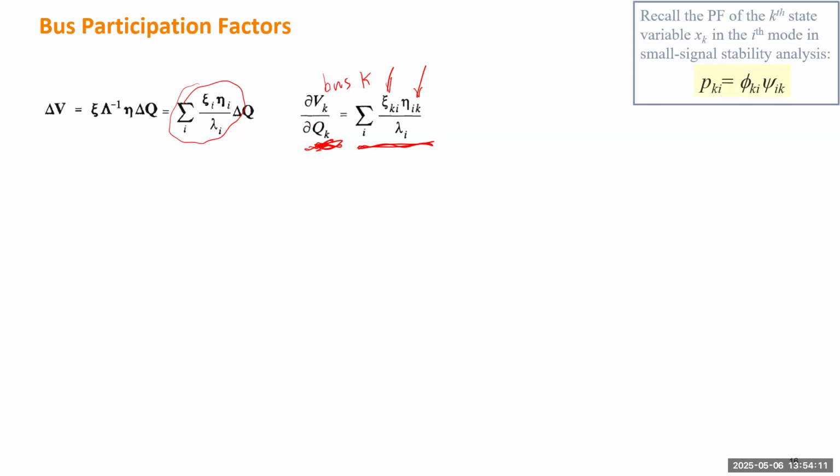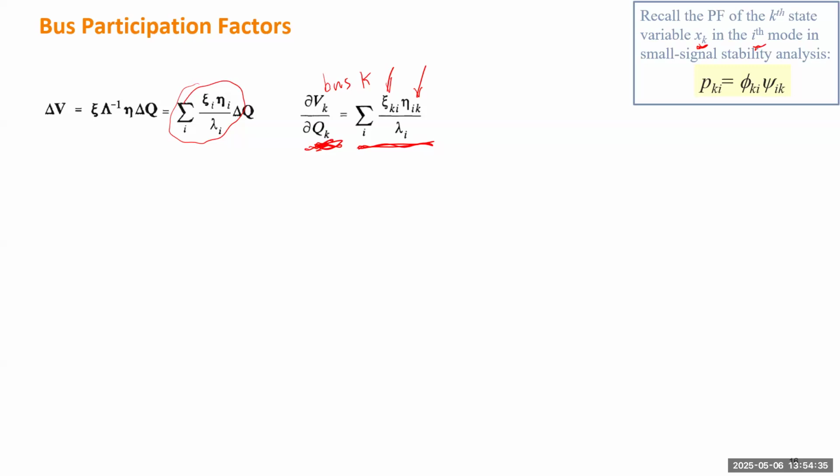All right, so we recall the definition of the participation factor. P_ki is defined to be the product of phi_ki and psi_ik, where k means the state variable k and i means the mode i. So P_ki means the participation factor of the kth state variable in the ith mode.